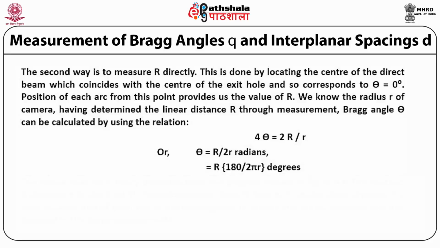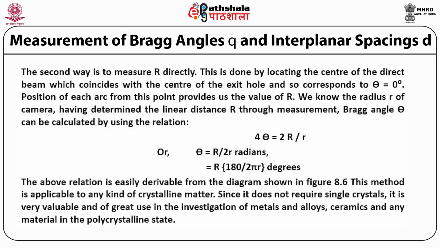Having determined the linear distance capital R through measurement, the Bragg angle theta can be calculated by using the relation 4 theta equal to twice capital R by small r, or theta is equal to capital R by twice small r radians, which is equal to capital R into 180 by 2 pi r degrees. The above relation is easily derivable from the diagram shown in figure 8.6.